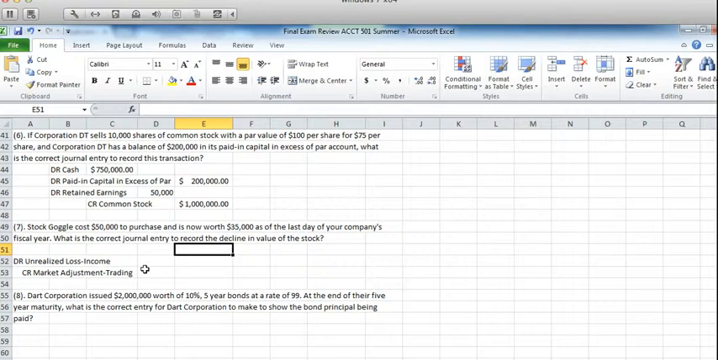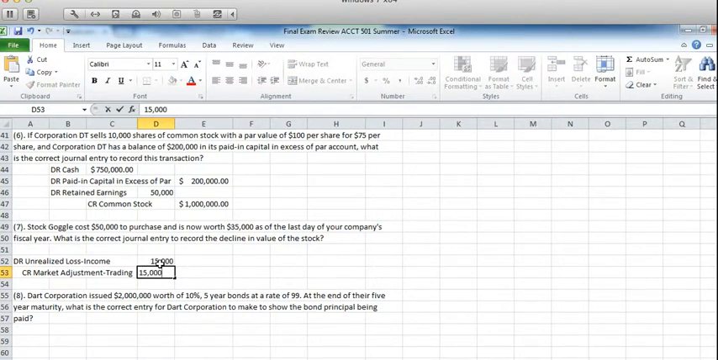Okay? So basically what we're doing here, since I already have the account names down, is I just need to fill in the amount. So I just take the cost of the stock and subtract the current value, and that shows me how much I need to adjust it. And in this case, it's going to be for $15,000, and I just plug that in here.